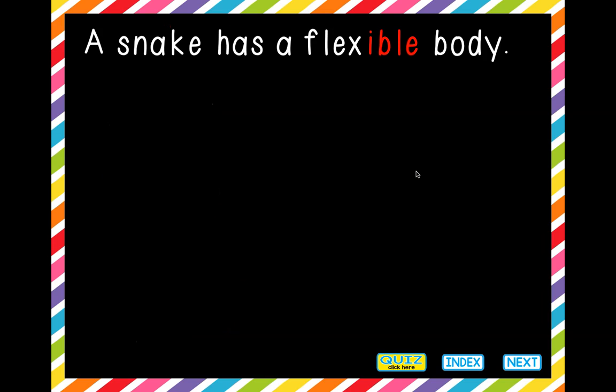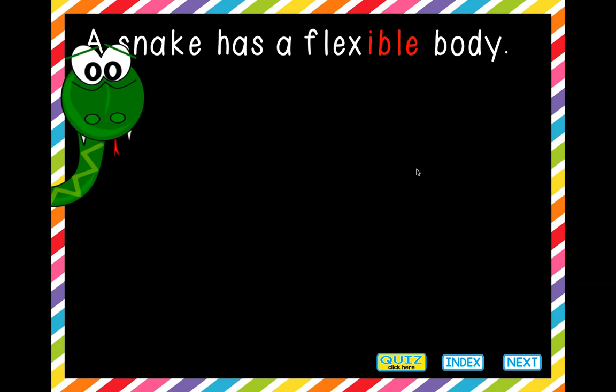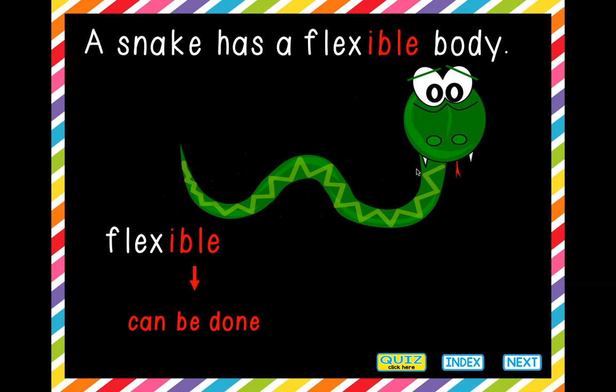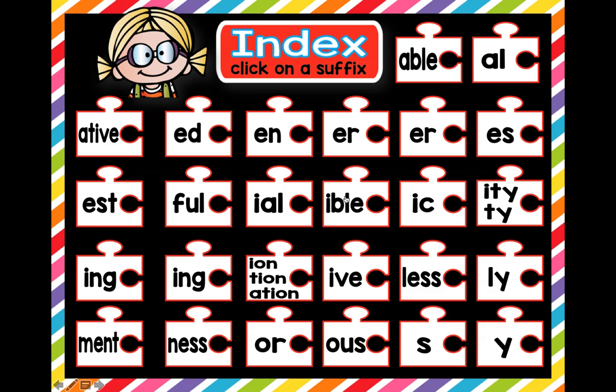Food is, though. A snake has a flexible body. Flexible meaning it can be flexed. The snake can move and flex its body. Fairly easy. That's able. Fairly easy, right? Can be done. Able, capable. Think of all those.